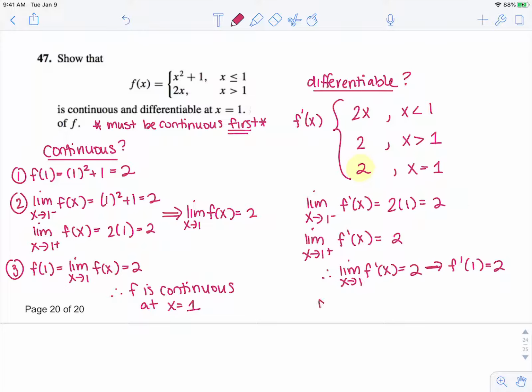So we can say f is differentiable at x equals 1. And we know that its derivative at 1 is 2, because the limit of the slope from the left and the limit of the slope from the right both equal 2.